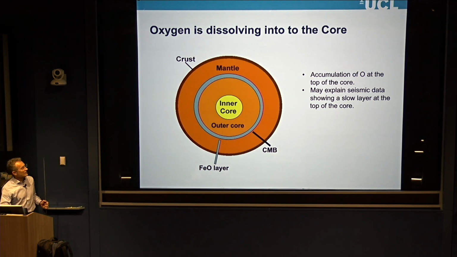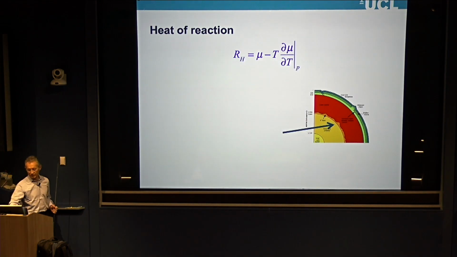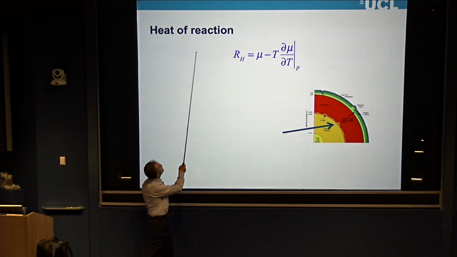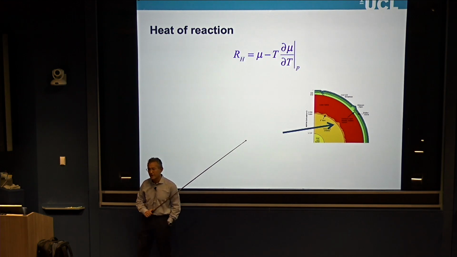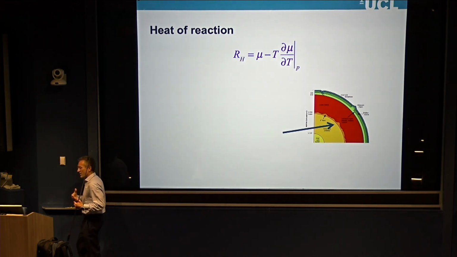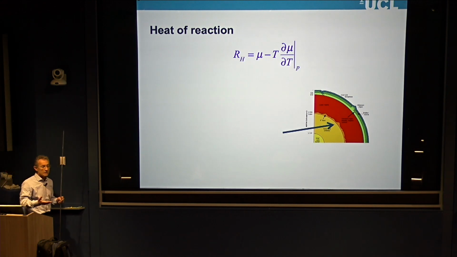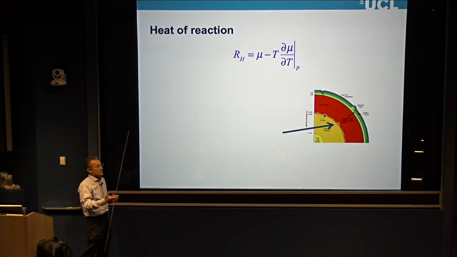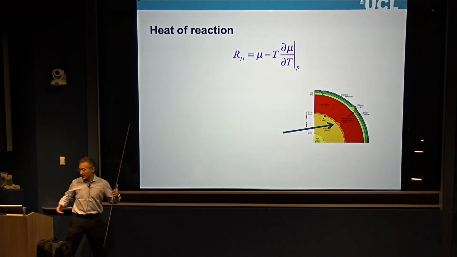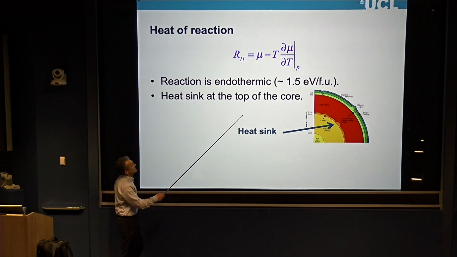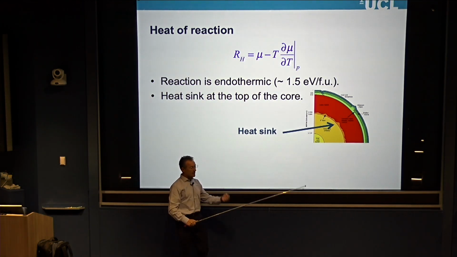Why is this relevant for the convection story? Well, the reason is because when you have a chemical reaction, then there is also a quantity known as the heat of reaction. So you have a reaction, and these reactions may be endothermic or exothermic. So it may result in heat being absorbed or released. In this particular case, the reaction is endothermic. So there is a large heat being taken away from the system.